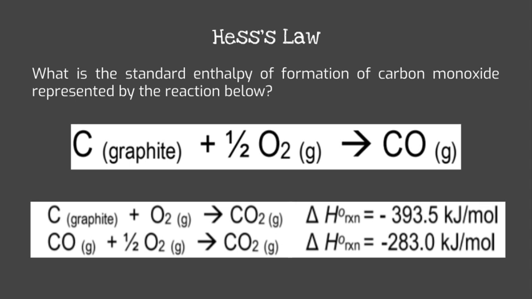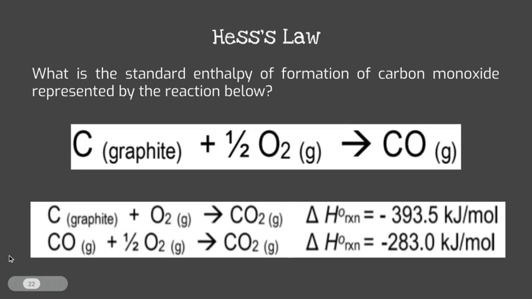Equation A has graphite on the left hand side, oxygen gas on the left hand side, and carbon dioxide on the right hand side. Since both the graphite and the oxygen gas are on the left hand side, then we will not reverse the equation.